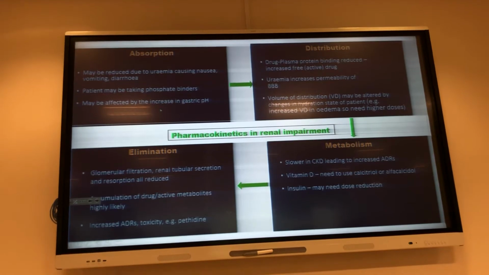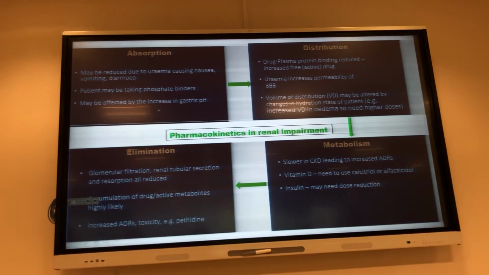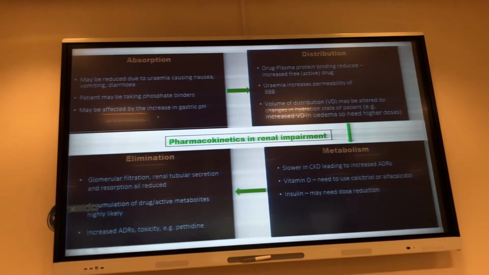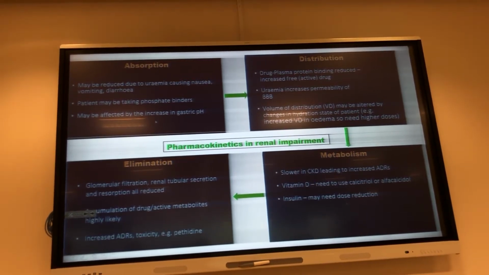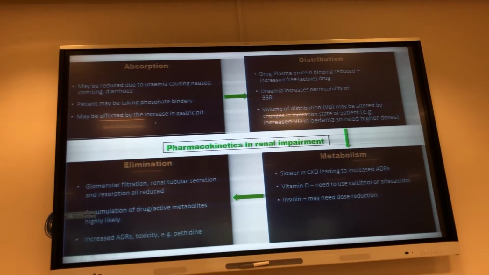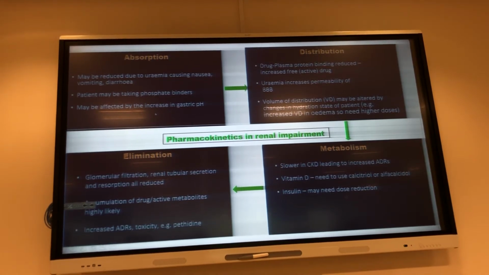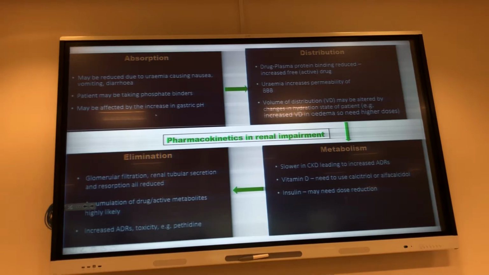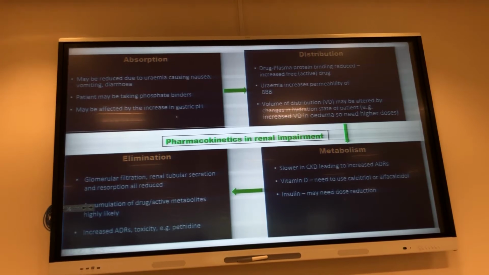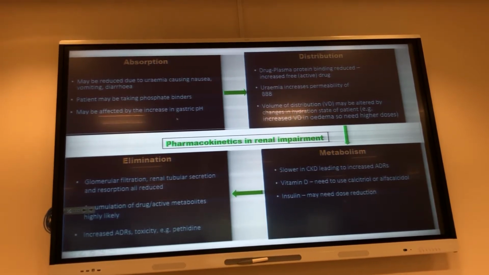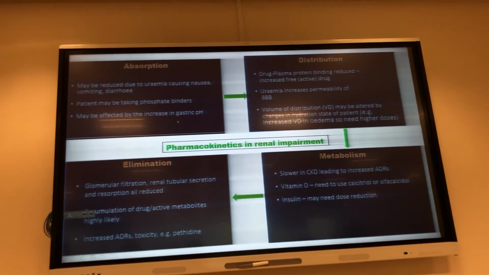Distribution. When the drug enters the circulation, it's found in two different forms: either bound to proteins, or free and active in the system. Patients who have renal impairment usually have reduced protein binding, which means more free drug is available in the system, and this can cause adverse drug reactions. Also, uremia in renal patients can increase blood-brain barrier permeability, so these free drugs can enter the brain and cause neurotoxicity.